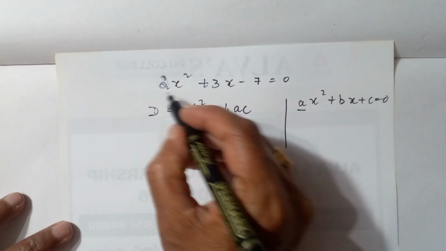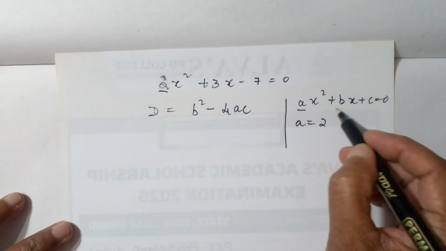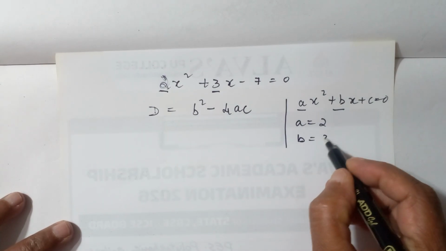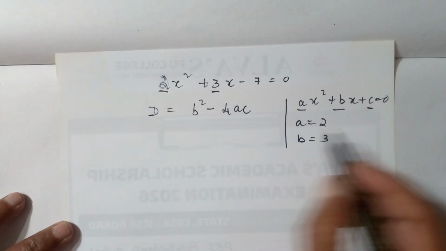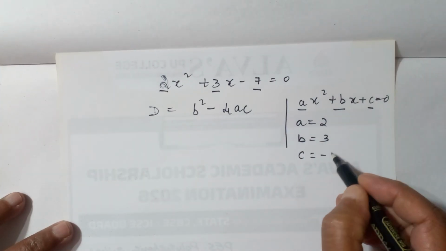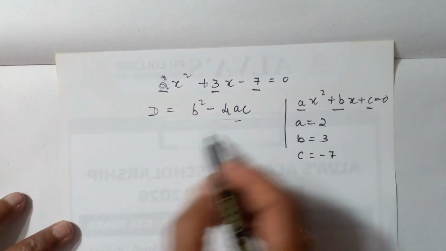In place of a, what is there? 2 is there. So write that a is equal to 2. In place of b, what is there? 3 is there. So b is equal to 3. In place of c, the constant that is free from the variable, including the minus sign, c is equal to minus 7.